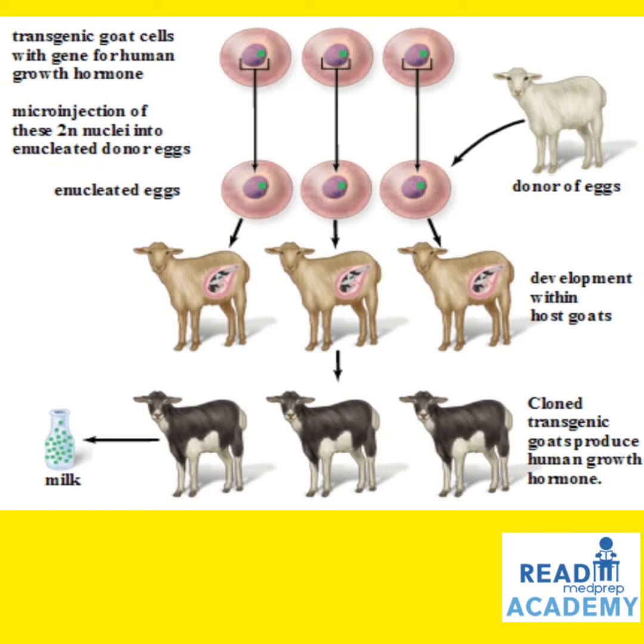And the development is done within the host goats of the offspring. The offspring, or the clone transgenic goats that are produced, have production of better meat and better human growth hormone. The clone transgenic goats produce human growth hormone which can be extracted from the milk.